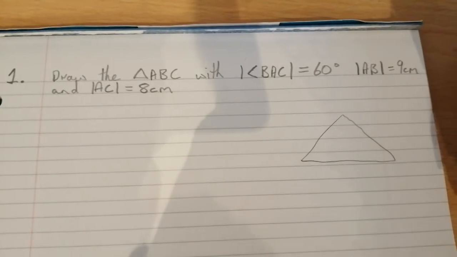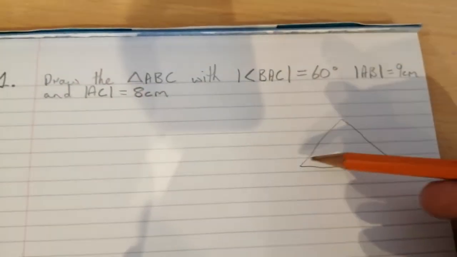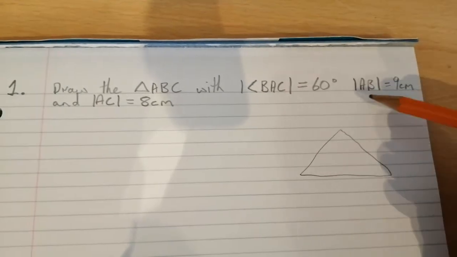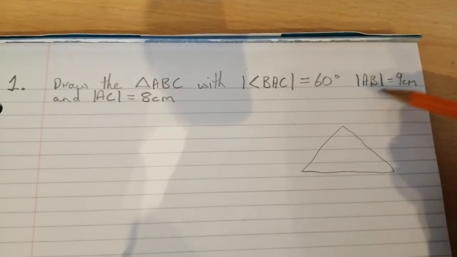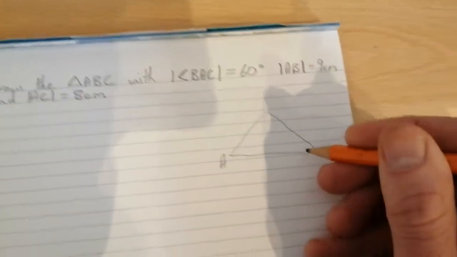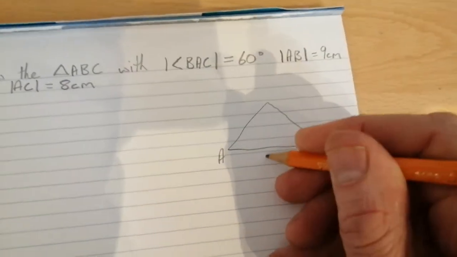It's only a sketch. So this is going to be my triangle ABC then, and if I'm going to use the 9 centimeter side as my base, then that means this must be AB, A and B, and that's 9 centimeters.